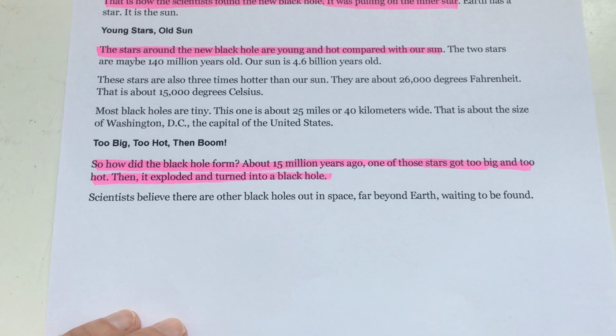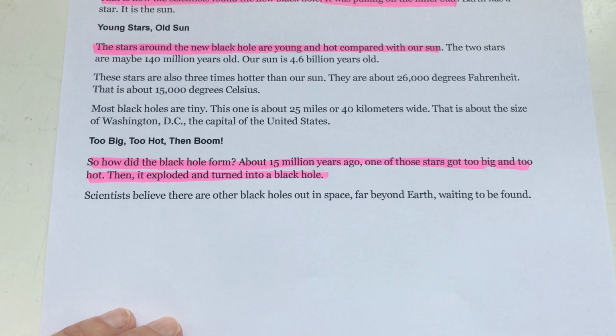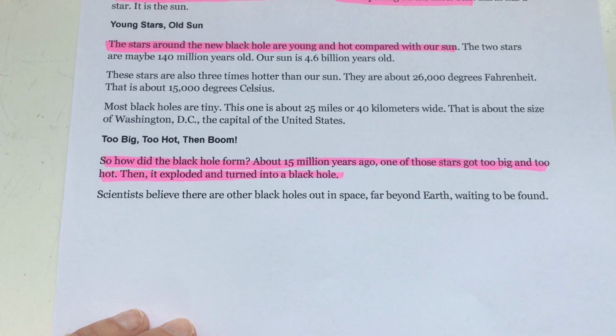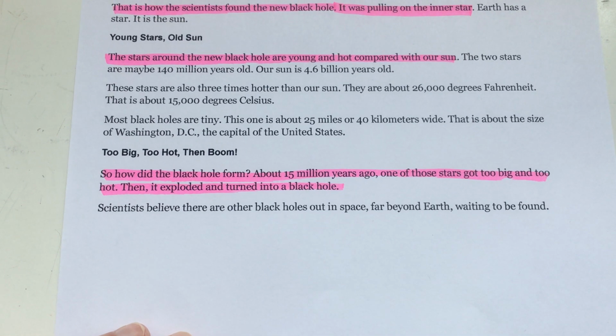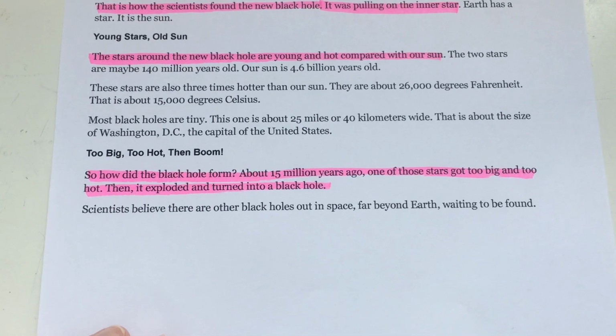So how did the black holes form? About 15 million years ago, one of those stars got too big and too hot. Then it exploded and turned into a black hole. Scientists believe there are other black holes out in space, far beyond Earth, waiting to be found.